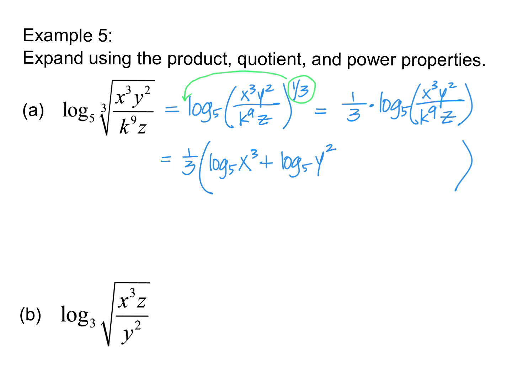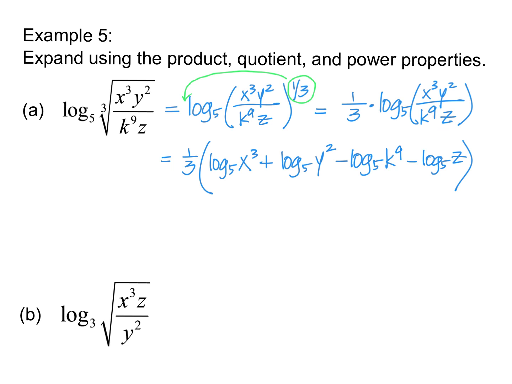Let me say that again. Because this x cubed is being multiplied to y squared, we can write them as two separate logs with a plus in the middle. Okay? Now k to the 9th and z are both in the denominator. And when it's in the denominator, we subtract: minus log base 5 of k to the 9th minus log base 5 of z. Notice that both of these have a minus in the front because both of these factors are in the denominator.